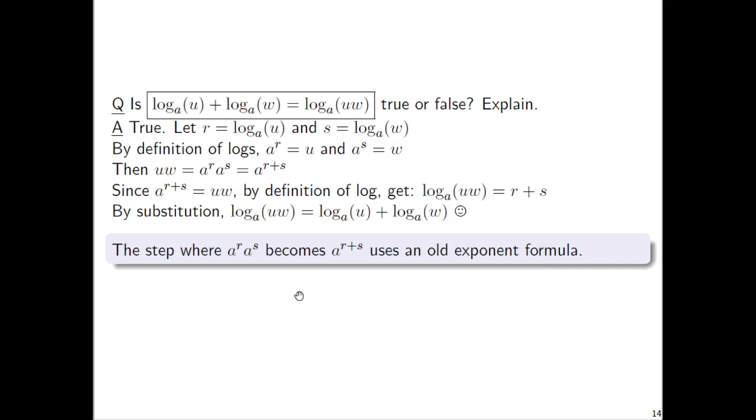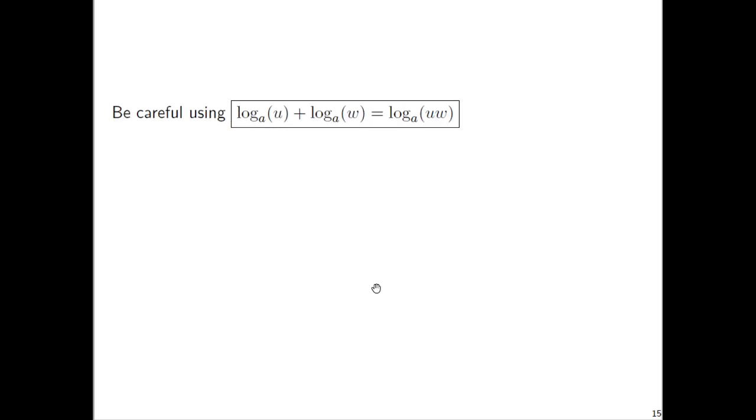Okay, the key step I want to point out is that a to the r times a to the s becomes a to the r plus s because of an old exponent rule. The way we had originally stated it, I believe, was a to the m times a to the n equals a to the m plus n. It's just using that old exponent law. So before digging into ways to use this formula correctly, let's also talk about ways that people misuse or accidentally use or don't think about using the formula.